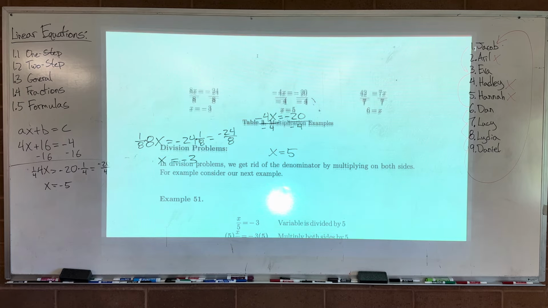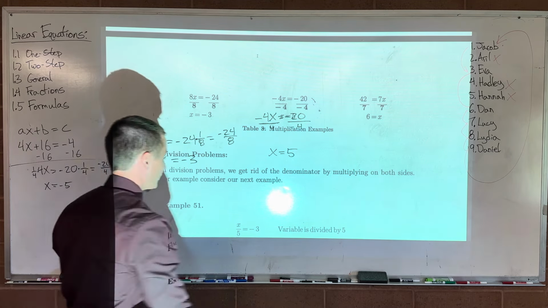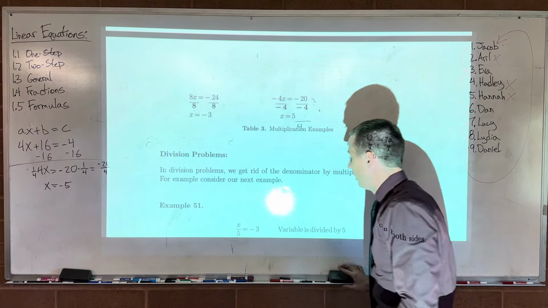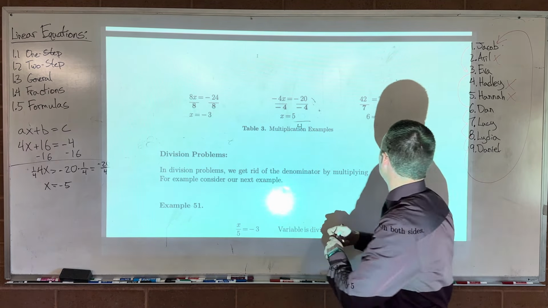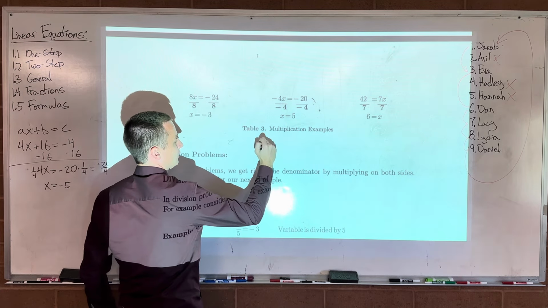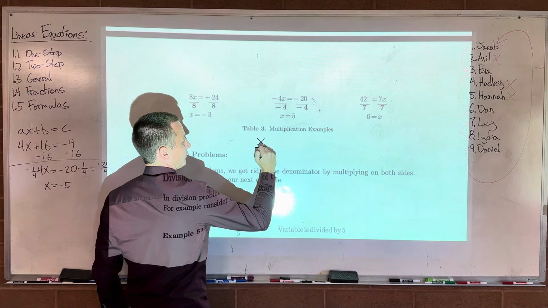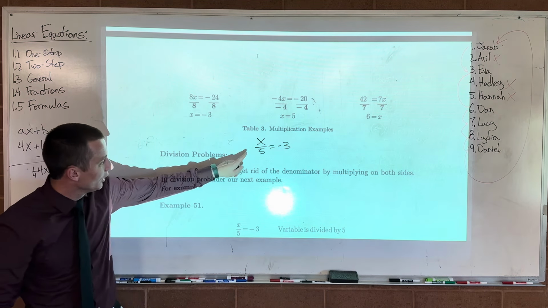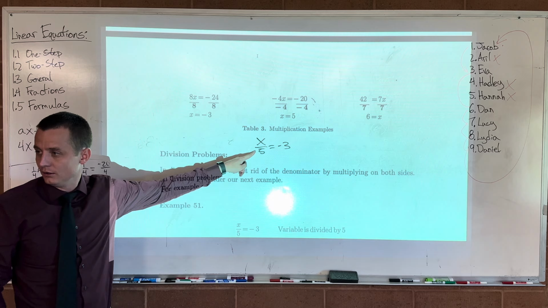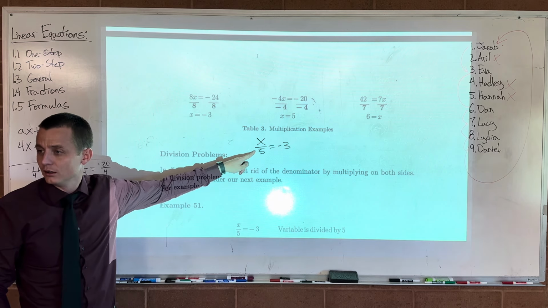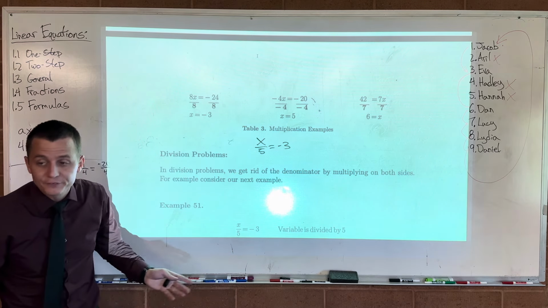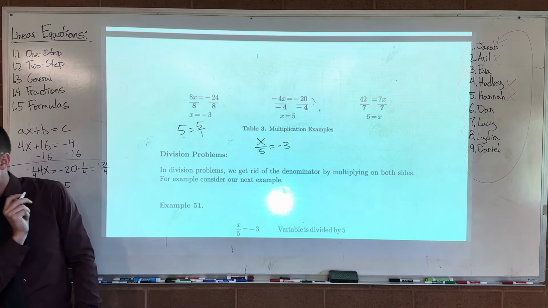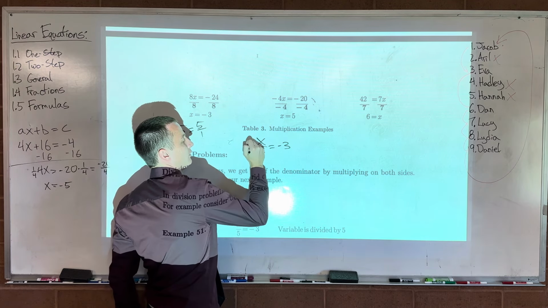All right. Let's do this one. So I have x divided by 5 equals negative 3. So x over 5 equals negative 3. I need to get the x by itself. How do I get rid of the 1/5 over here? Multiply by 5 over 1. 5 is equal to 5 over 1, so same thing, right? So multiply both sides by 5.